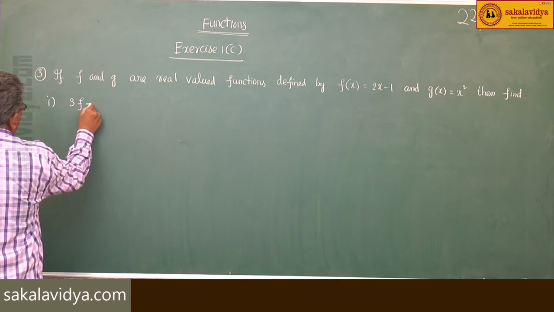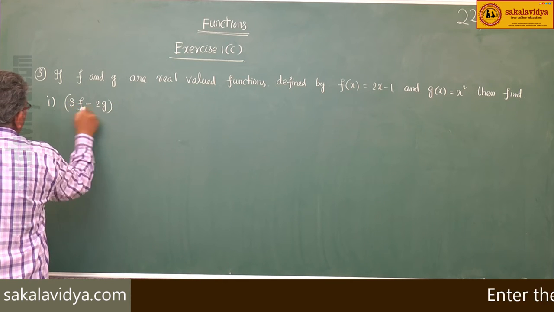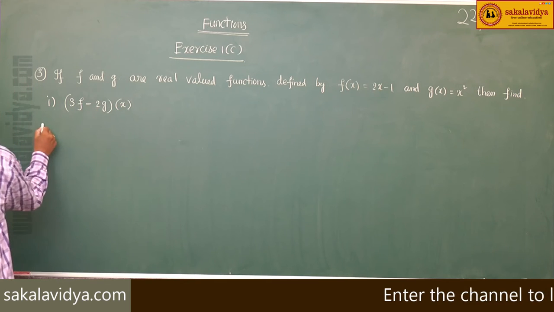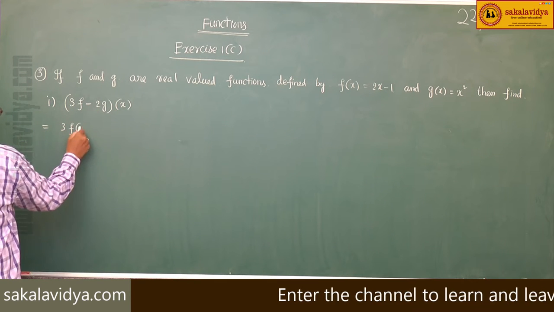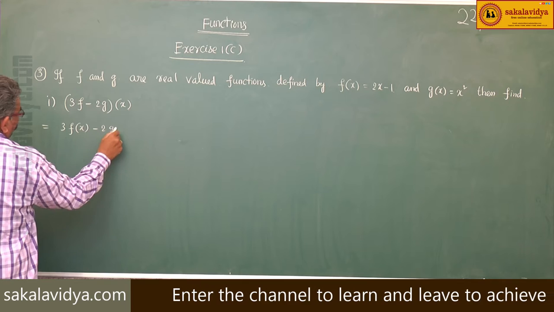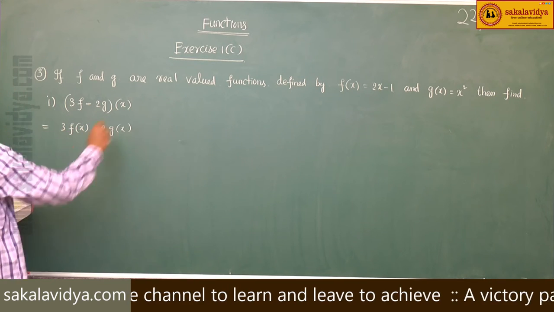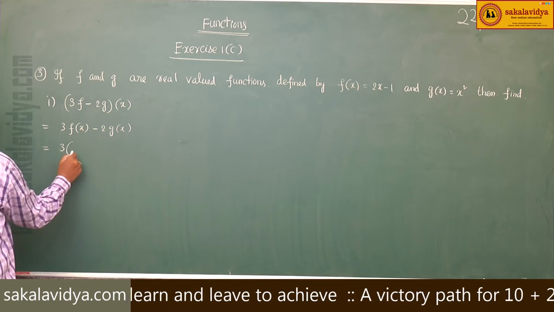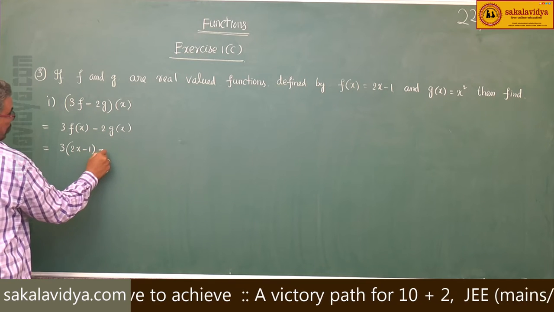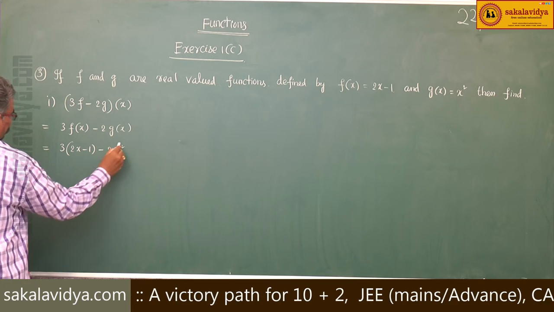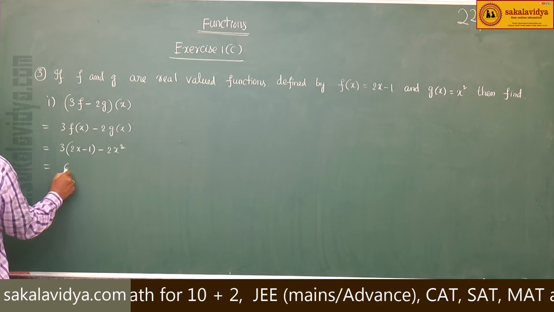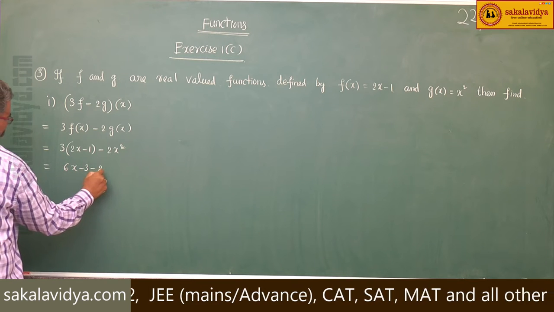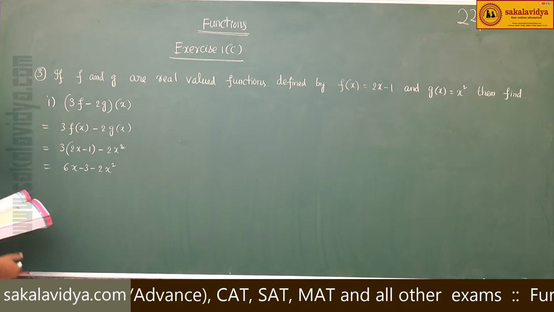3f minus 2g of x. 3f of x minus 2g of x. F of x is equal to 2x minus 1, minus 2x square. This is 6x minus 3 minus 2x square.